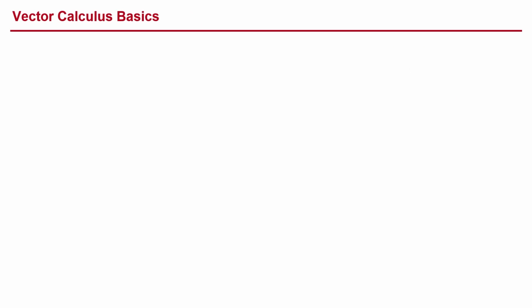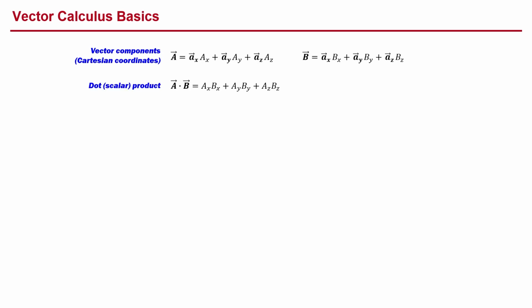We'll wrap up this session with a quick refresher on some vector calculus basics. In Cartesian coordinates, a vector is expressed in terms of its x, y, and z components. The dot or scalar product of a pair of vectors A and B is defined as the product of their x components plus the product of their y components plus the product of their z components.